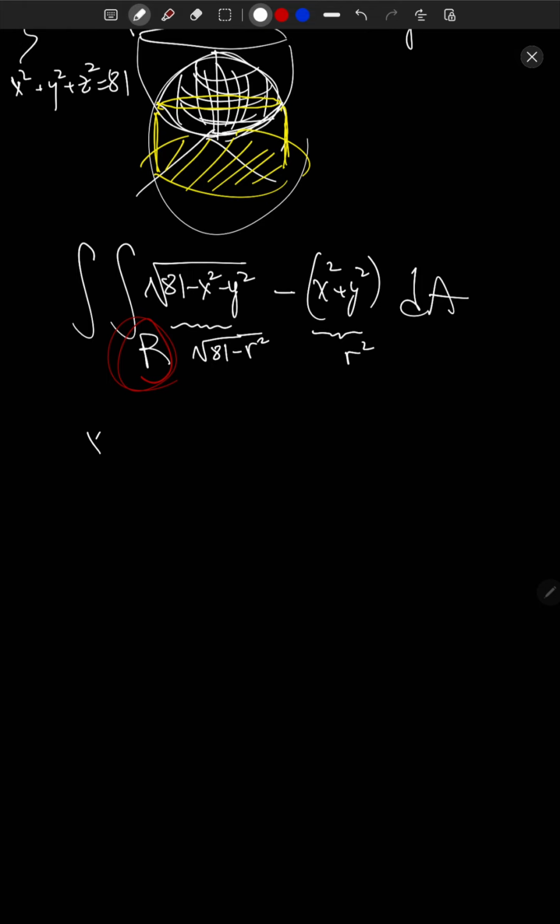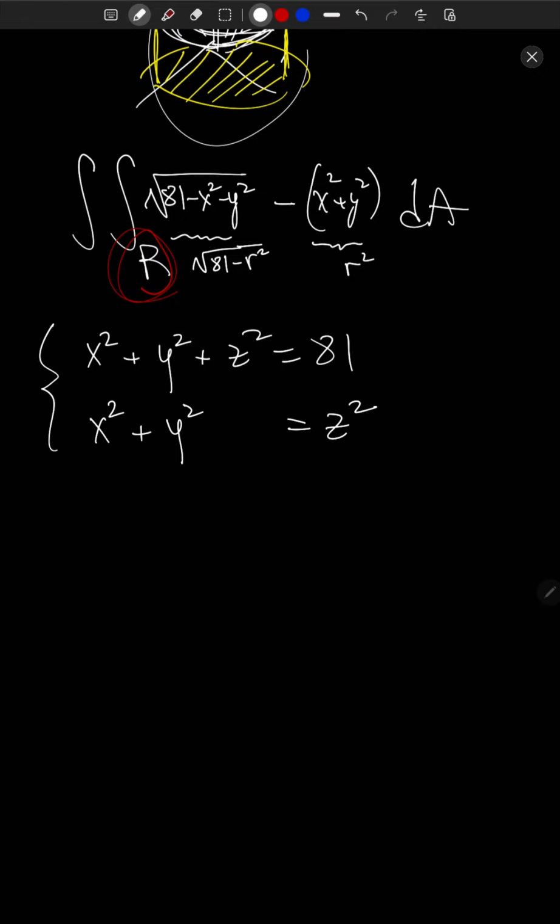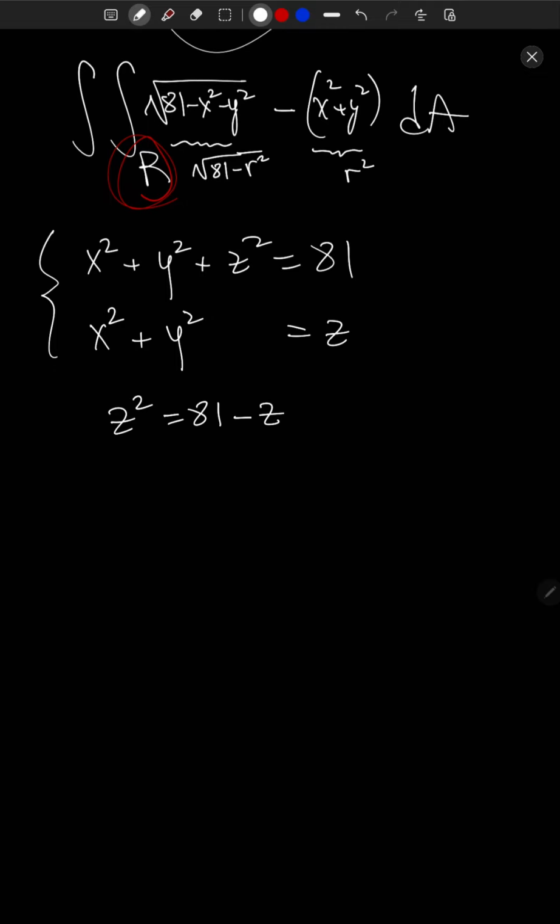is going to be, well, we have x squared plus y squared plus z squared equals 81. That's our sphere. We also want x squared plus y squared equals z, right? The intersection is where both of these are true, right? So we have a system of equations. If we subtract them, then we see we have z squared equals 81, sorry, this is equal to z on this side, minus z, right? And so our region is going to be determined by z squared plus z minus 81 equals 0. Okay.